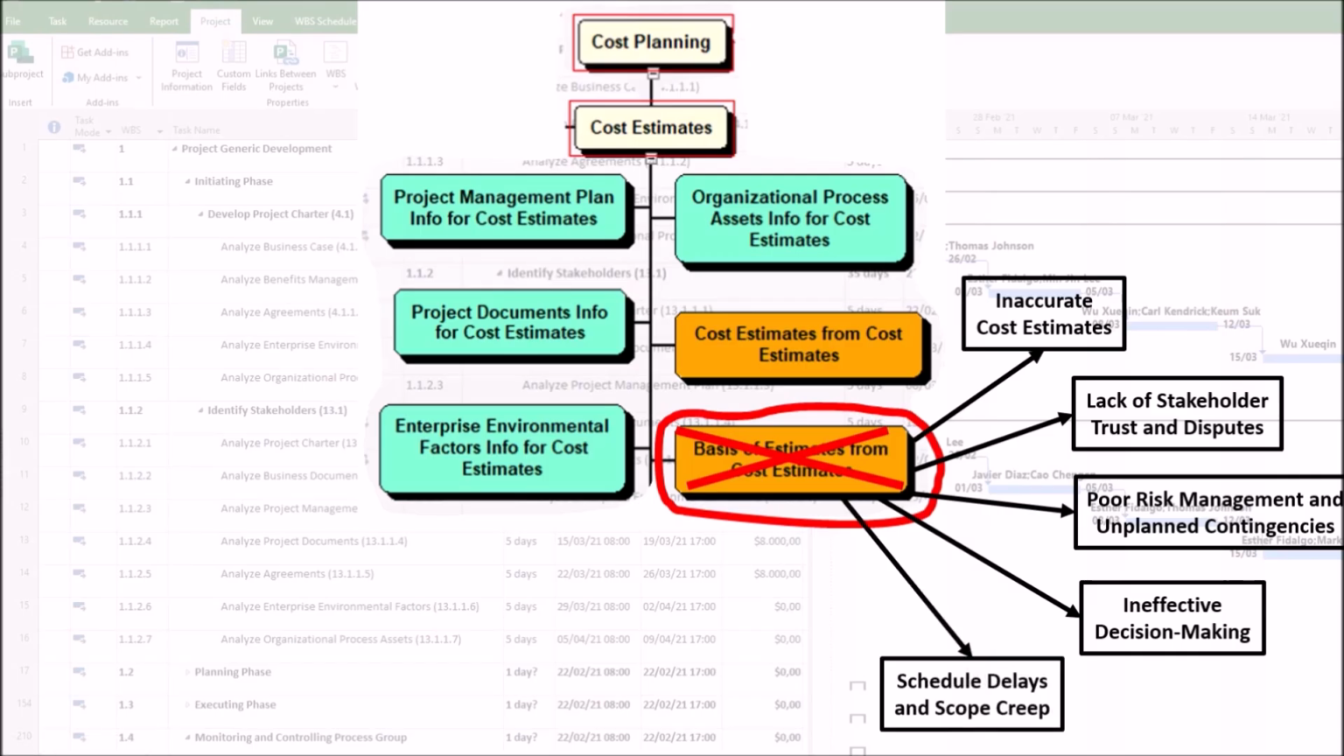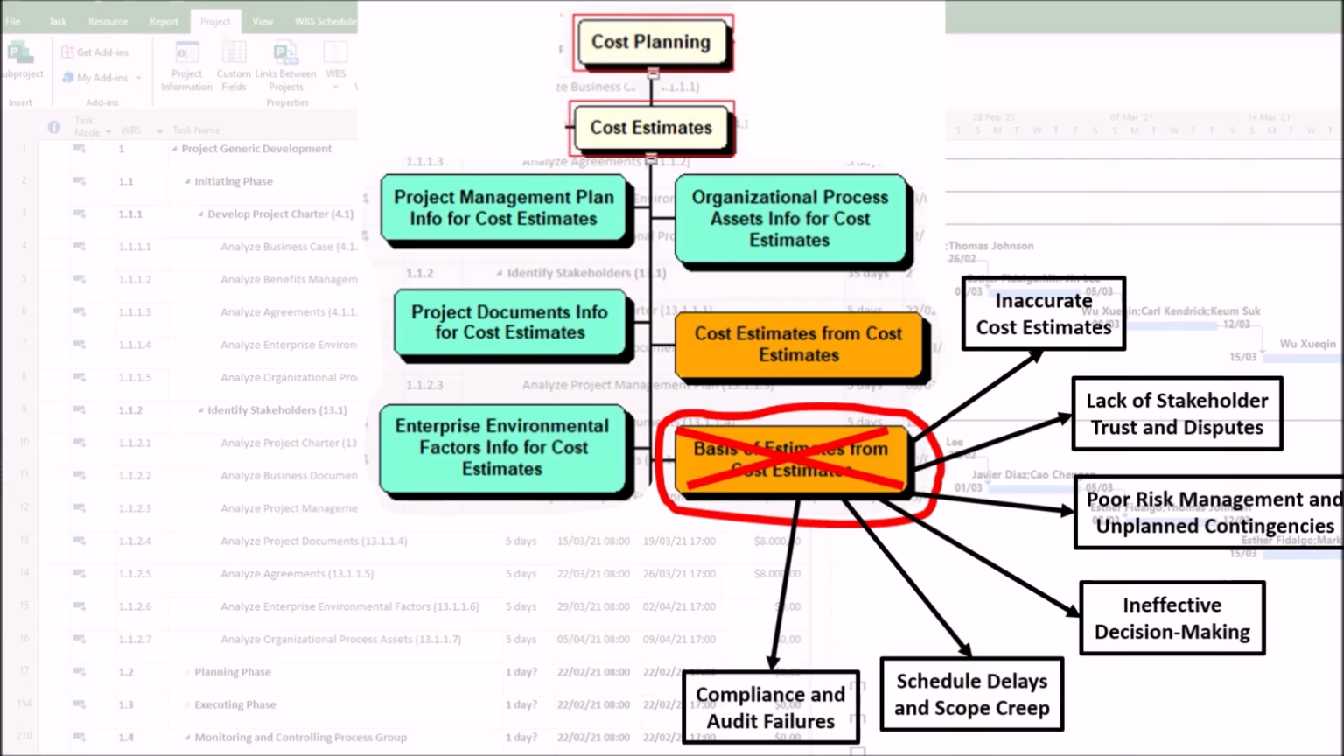5. Schedule delays and scope creep. If costs are misestimated, the project may run out of funds prematurely, forcing rework, delays, or scope reductions. Poor basis of estimates documentation makes it harder to justify additional budget requests to stakeholders.